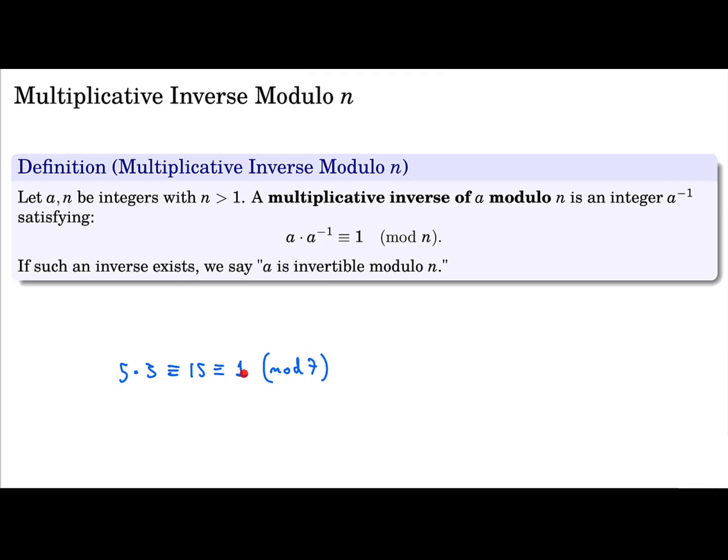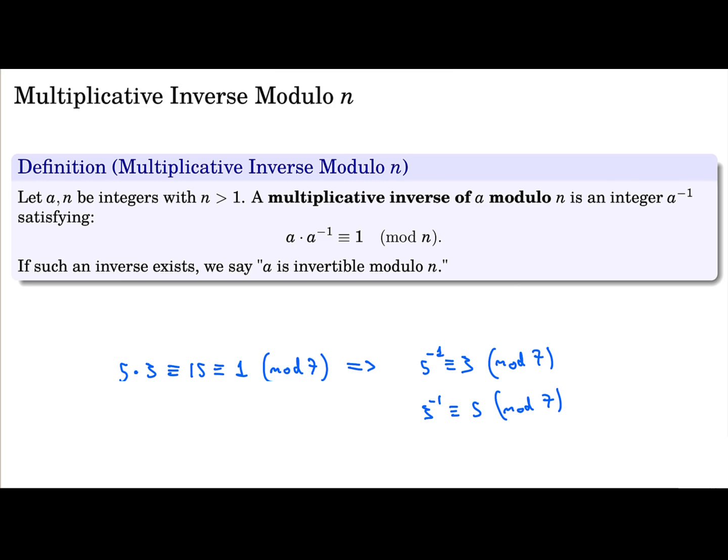What this means is that the inverse of 5 is just 3 mod 7. And the other way around, the inverse of 3 is 5 mod 7. So if we're working in mod 7 and you want to solve an equation that has 5 times something and you want to make it into a 1, you can just multiply by 3. And if you want to make the 3 into a 1, you multiply by 5.